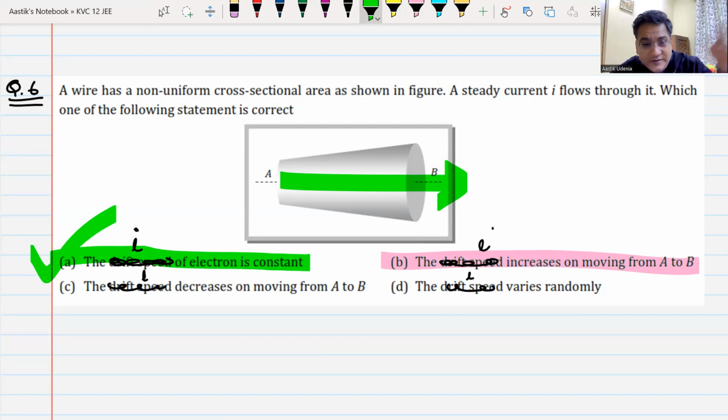Current is same, sir. Current density is more at A and current density is less at B. Do we understand this, sir? You said current, sir. Current density, sir. So in this universe, current density is different than current. Stay in this universe.